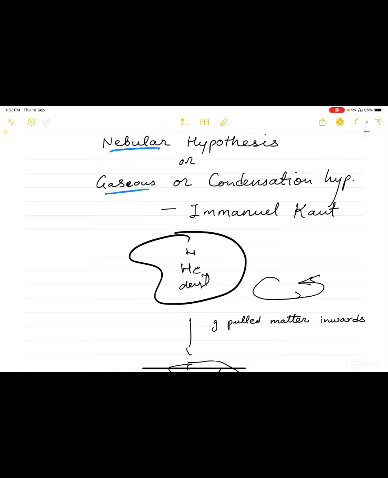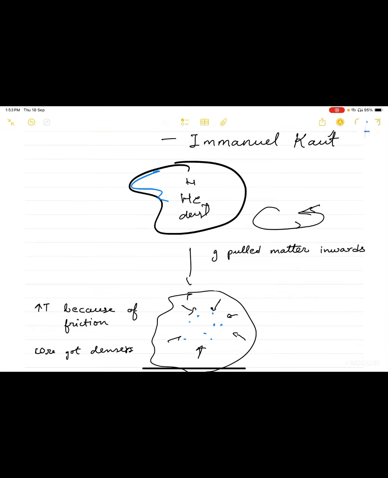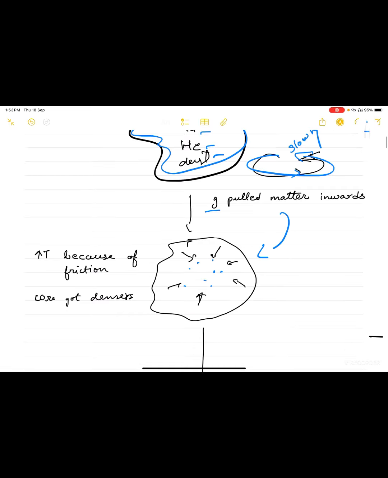The first nebular hypothesis, also known as the gaseous hypothesis or condensation hypothesis, proposed that there was a very big cloud of hydrogen, helium, and dust particles, rotating in an anti-clockwise direction very slowly. When gravity started acting on it, it started to pull matter inwards, which led to the core getting denser.